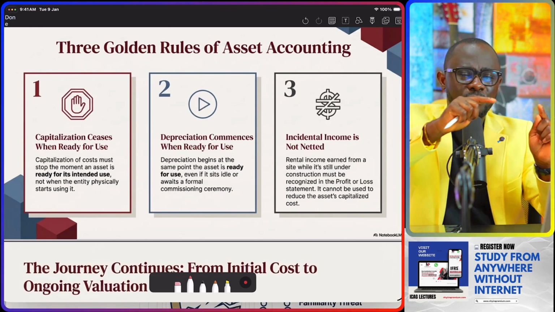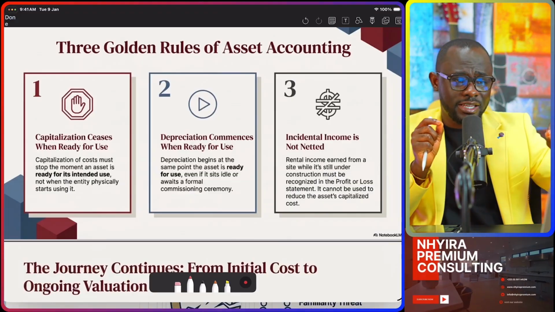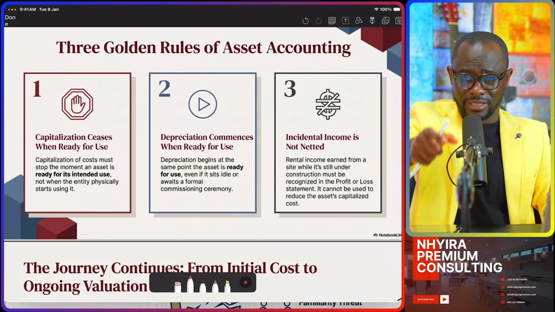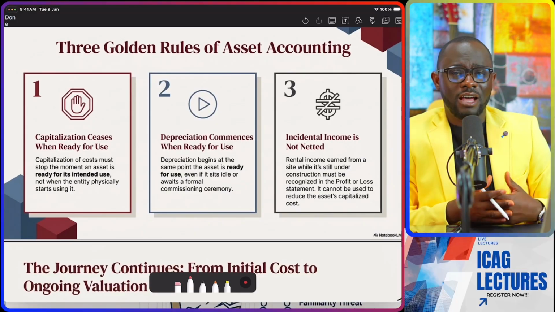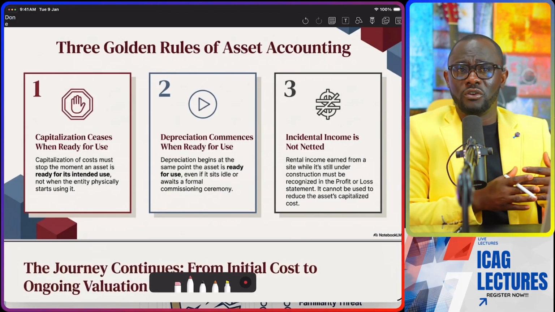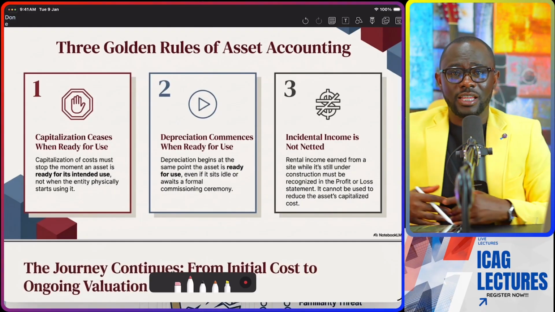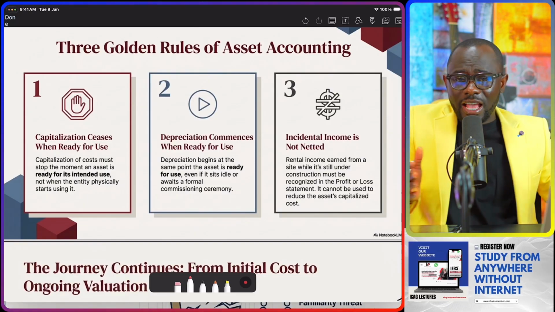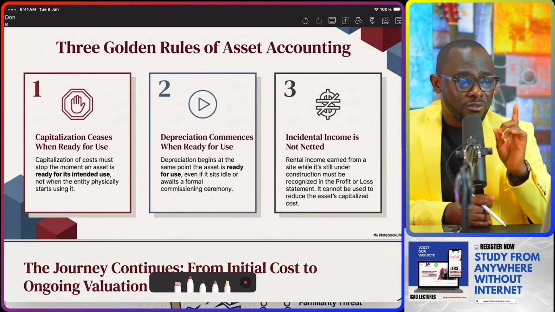Number two, depreciation of assets commences when the asset is ready for its intended use and not when the entity begins to use the asset. Very important. So an entity can have an asset and the asset is ready for use in July, but the entity will wait and start using it in October. We don't care. Once the asset is ready for its intended use, depreciation starts from that date.